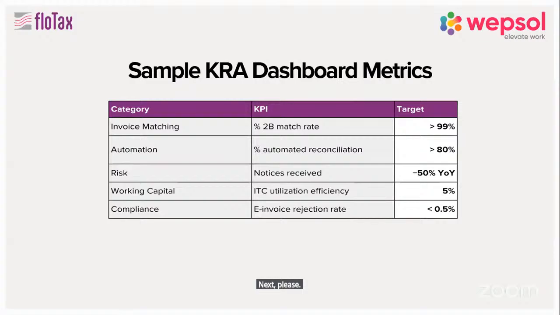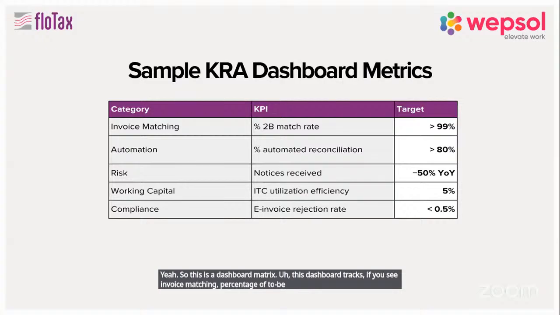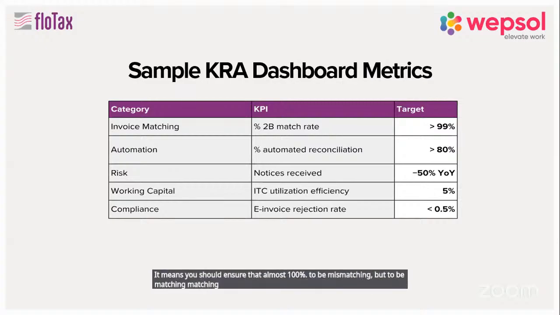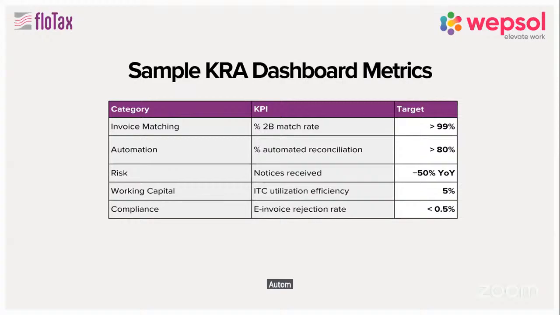Yeah. So this is a dashboard matrix. In this dashboard matrix, if you see invoice matching, the percentage of to-be-match rate is greater than 99. It means you should ensure almost 100% matching rate. Otherwise, if any mismatches are there, it will have an impact on your cash flow. Automation, percentage of automation completed.